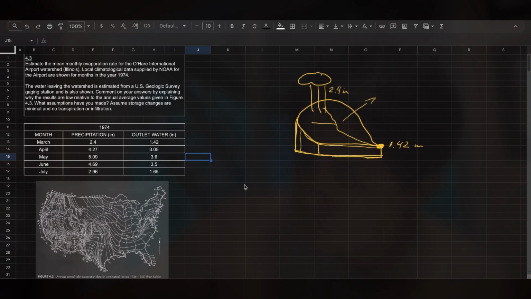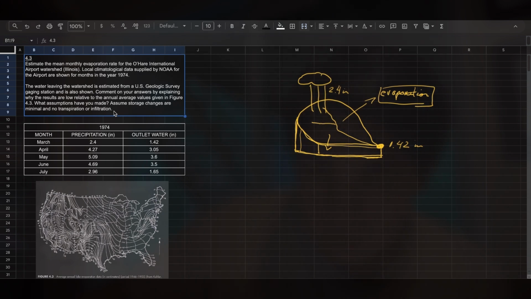It might be lost due to evaporation, because that's the topic of this video. It could also be lost through infiltration or transpiration, other reasons, right? But in our problem, it says assume storage changes are minimal and no transpiration or infiltration. So we are treating this watershed as if it was like glass. There are no other losses than evaporation.